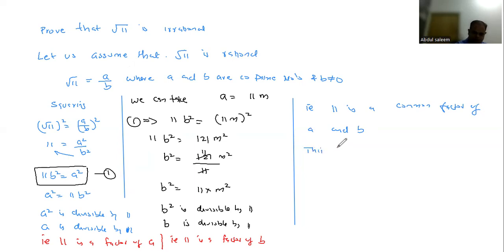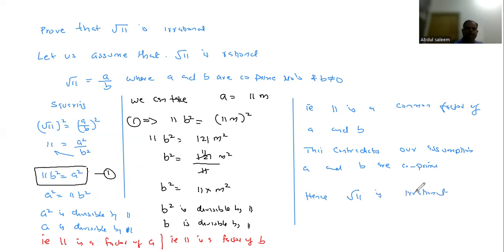This contradicts our assumption. What is our assumption? A and b are co-prime. Clear, right? A and b are co-prime. Okay, so our assumption is wrong, hence root 11 is irrational. Okay, this is the answer for root 11 is irrational. This way we need to prove root 11 is irrational. Okay, the next question we have to solve.